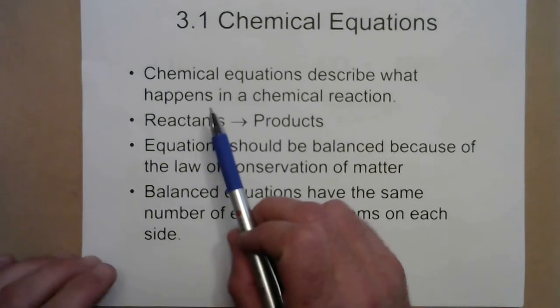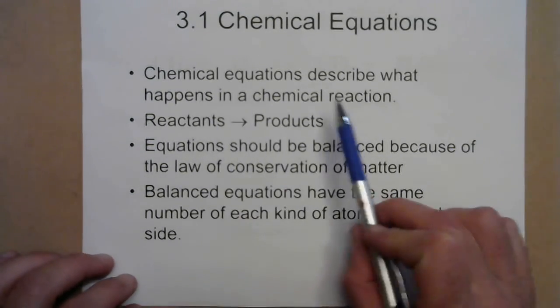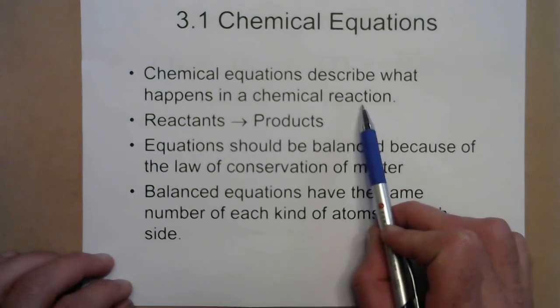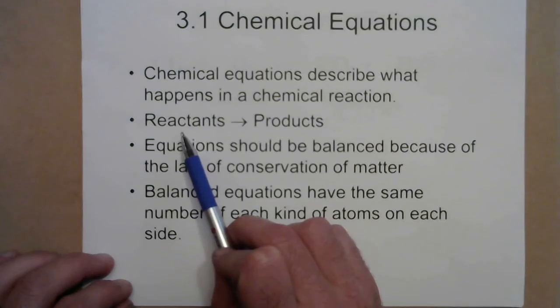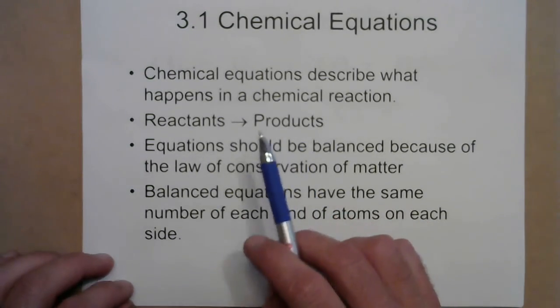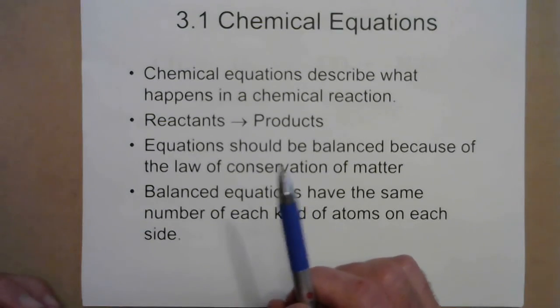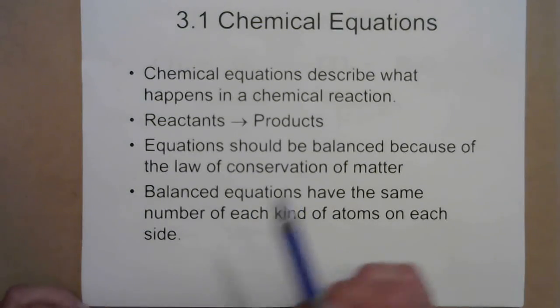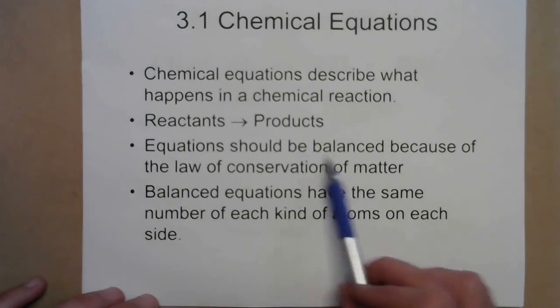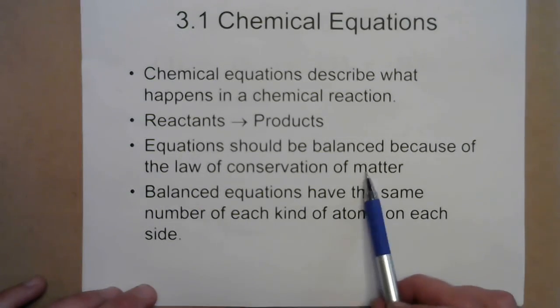So first of all, what are chemical equations? They are equations that describe what happens during a chemical reaction. So during a chemical reaction, you have reactants, which is what you start with, products is what you end with, and during the reaction, the atoms break apart, they break chemical bonds, they rearrange themselves and form new ones, and those are your products. The equation should be balanced because of the law of conservation of matter.